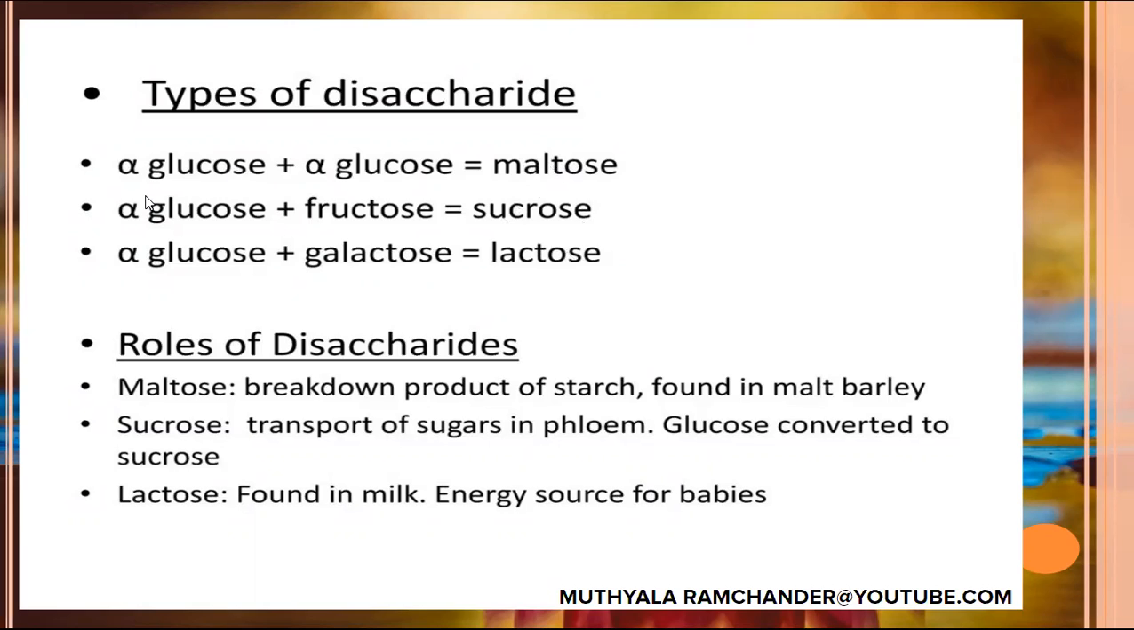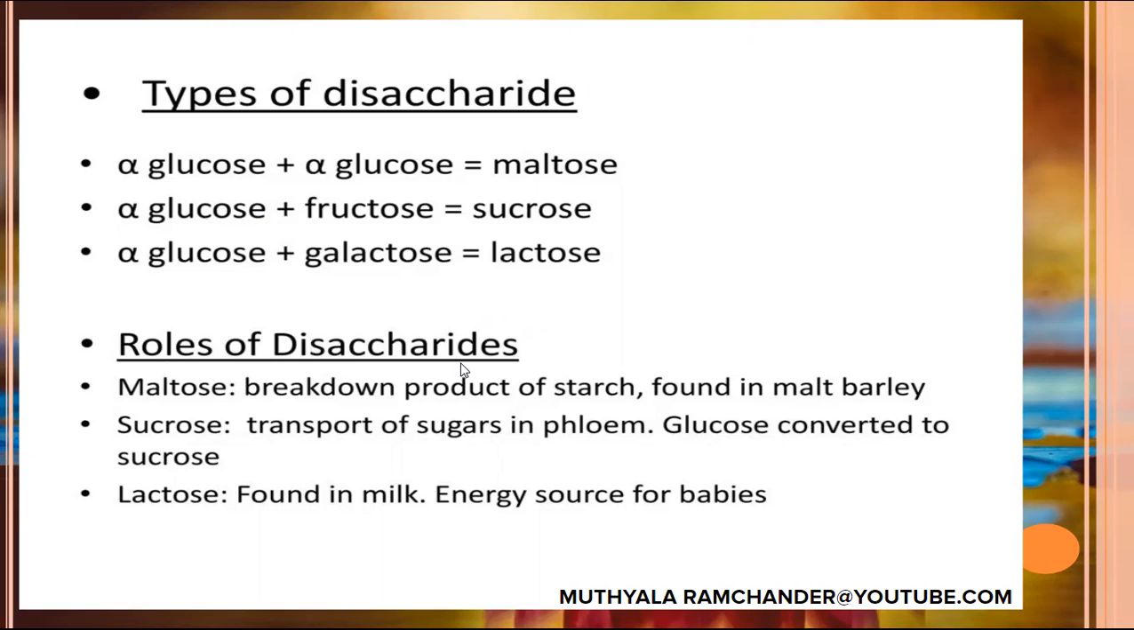Maltose is formed by alpha glucose plus another alpha glucose, where the plus indicates a glycosidic bond. Alpha glucose linked with another alpha glucose with a glycosidic bond forms maltose. Alpha glucose linked with fructose forms sucrose. Alpha glucose linked with a glycosidic bond to galactose forms lactose.